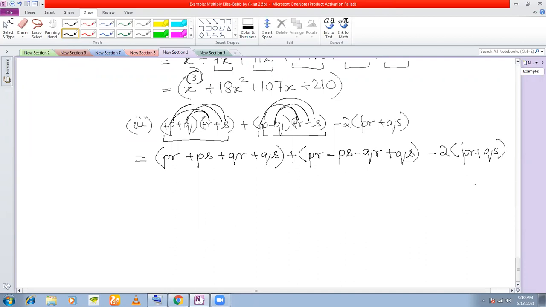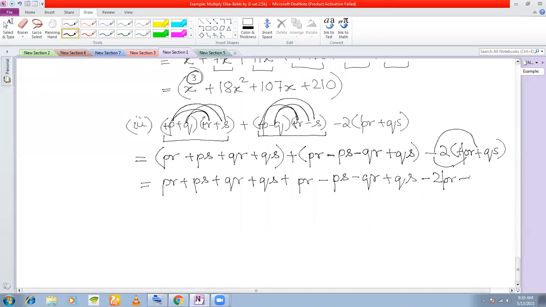Okay. Now we are going to open all the brackets. So you have PR plus PS plus QR plus QS plus, because there's a plus sign, no signs will change. And the second part, what you do here is you multiply minus 2 with 2PR to get a minus 2PR. This minus sign will now combine with this plus to give you a minus 2QS.